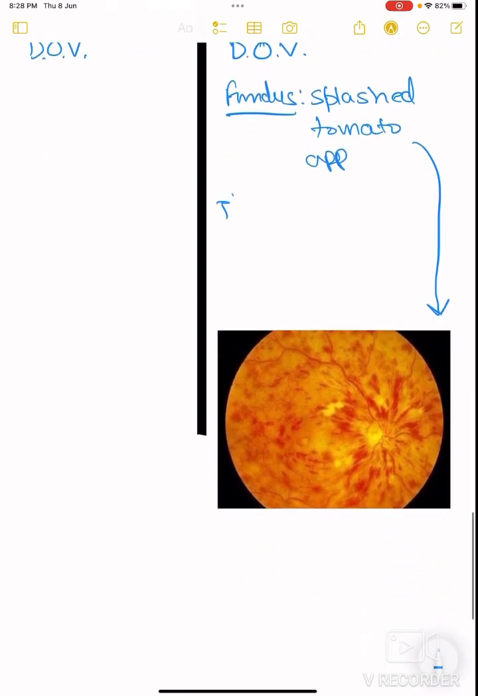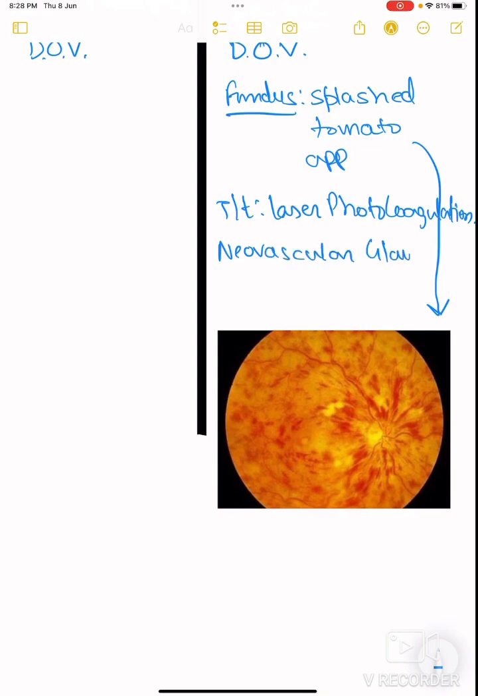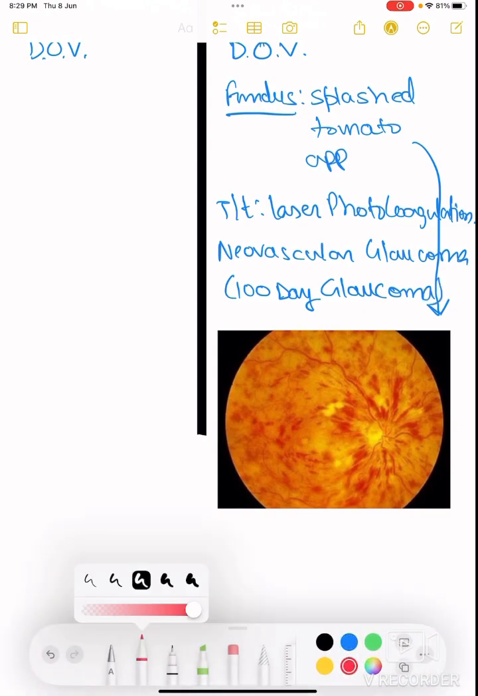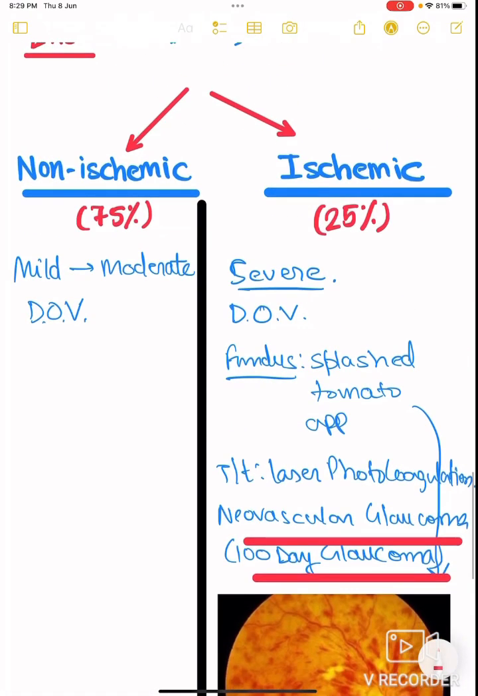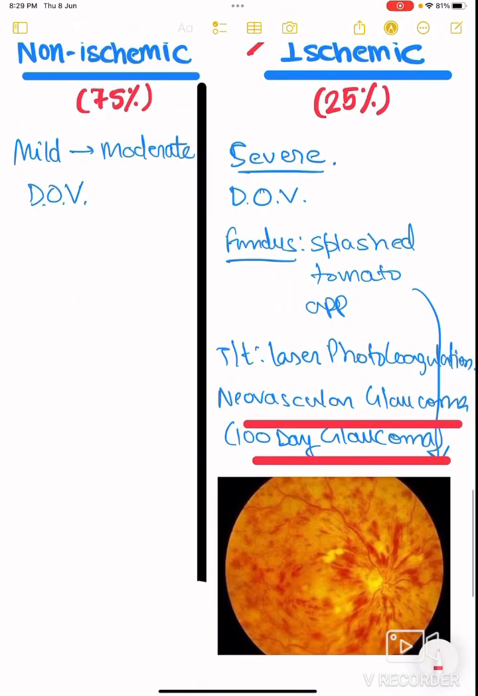And what is the treatment of the ischemic type? The treatment of ischemic type is laser photocoagulation. And you also see neovascular glaucoma in it. Neovascular glaucoma, which is also known as 100-day glaucoma. So it is a very important thing. The 100-day glaucoma or the neovascular glaucoma is seen in ischemic variety. Okay, it is a very important question and a lot of questions have been asked in previous years.